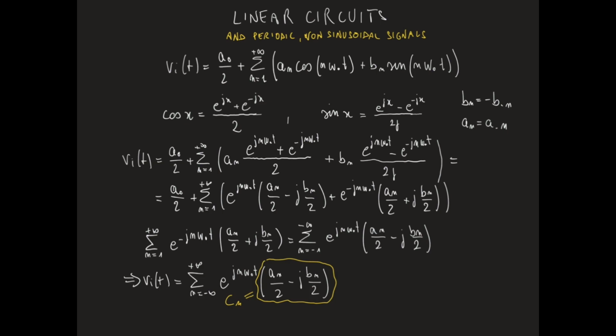Therefore, Vi of t can be written as the sum for n going from minus infinity to plus infinity of Cn e to the j n omega 0 t. This final result tells us that the periodic signal Vi of t can be written as the sum of the phasors corresponding to the Fourier series components of the signal, each multiplied by e to the j times the relevant angular frequency, n omega 0, times the time.